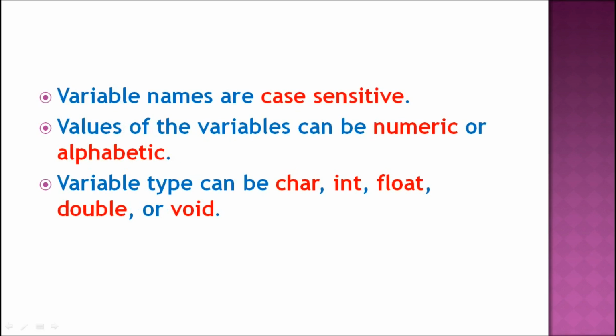Values of variables can be numeric or alphabetic. Variable types can be character, integer, float, double, or void type.